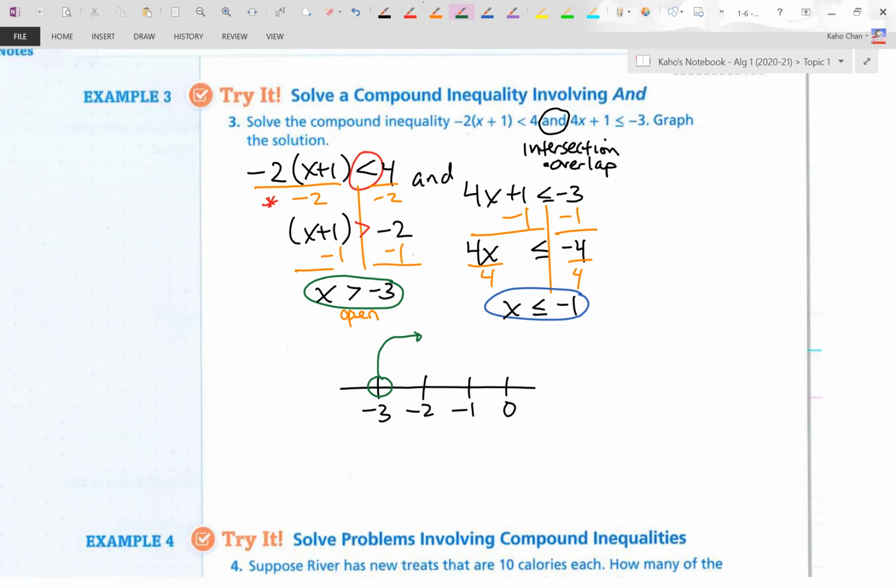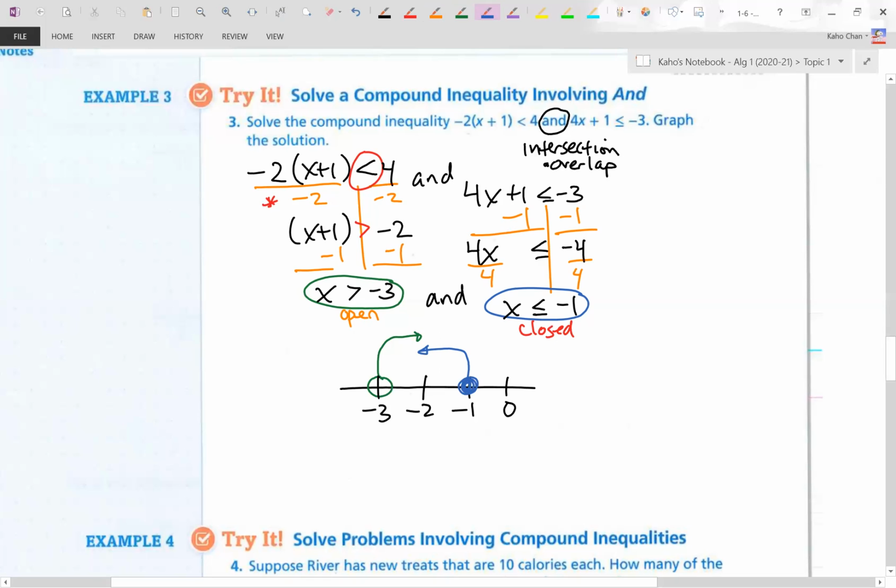Let's do the same with the other half. This is an and now. It's an intersection. At -1, it's closed. Let's do that. And it's going to the left. Visualize where the green ray goes and where the blue ray goes, and you see that it is in the middle. And there's your graph right there.